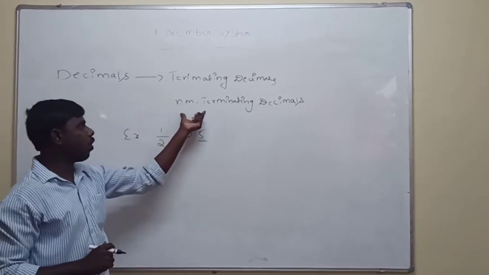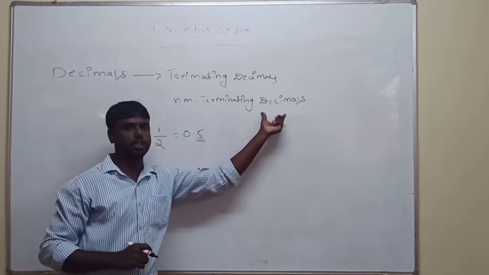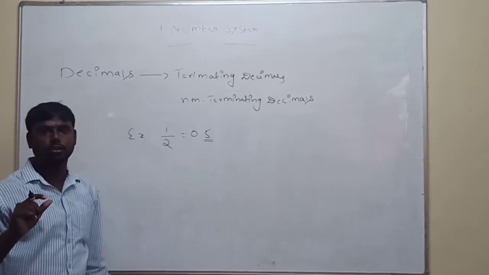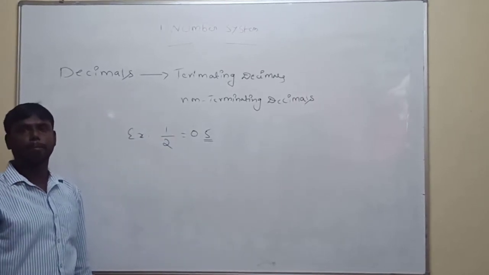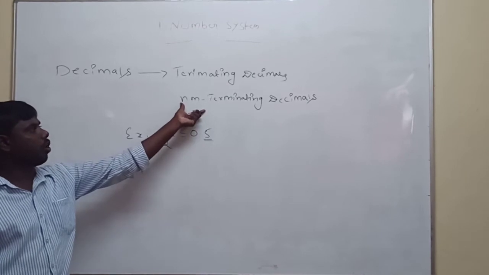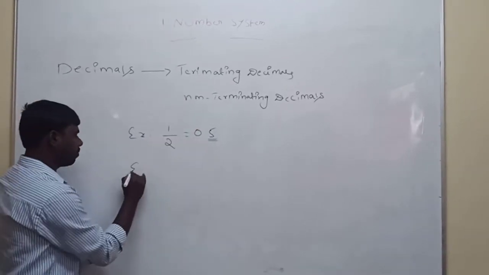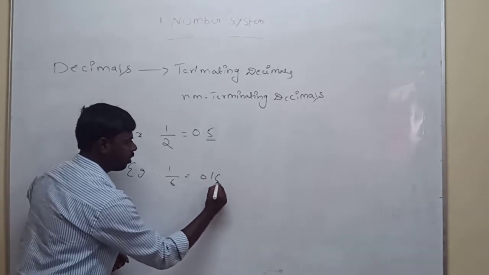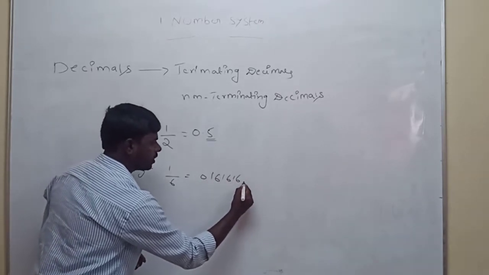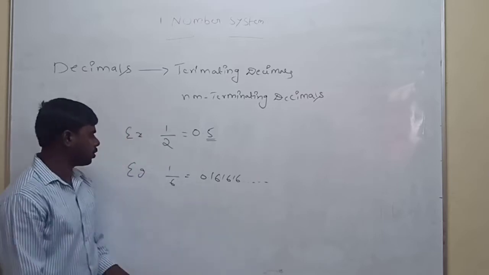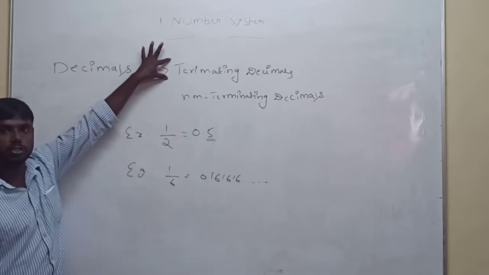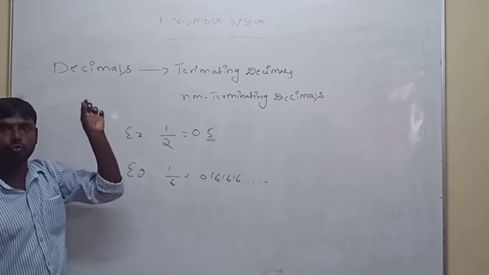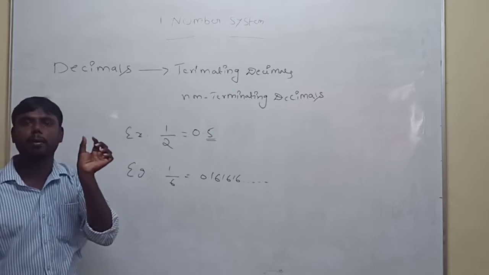Second one is non-terminating decimals, which means a decimal with an infinite number of places. It is called non-terminating decimals. So an example is 1/6. The value is 0.1666 and so on.